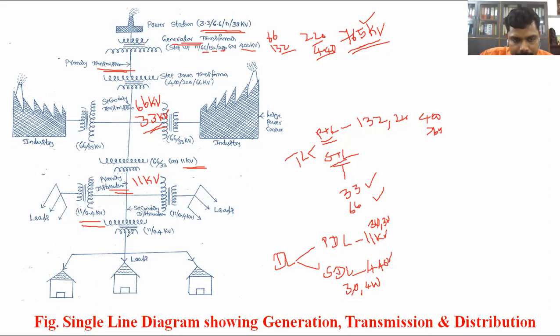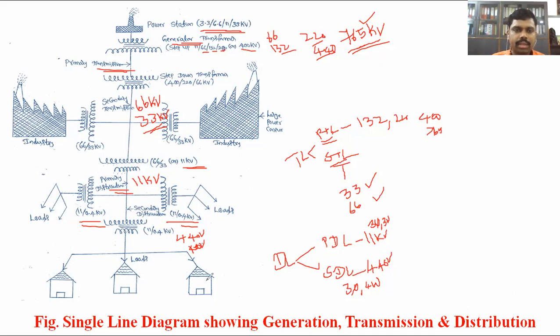Again, in the secondary distribution line, the 11 kV is stepped down with the help of a pole mounted transformer or distribution step down transformer. This 11 kV is stepped down into 440 volt or 400 volt. N number of tappings are available.